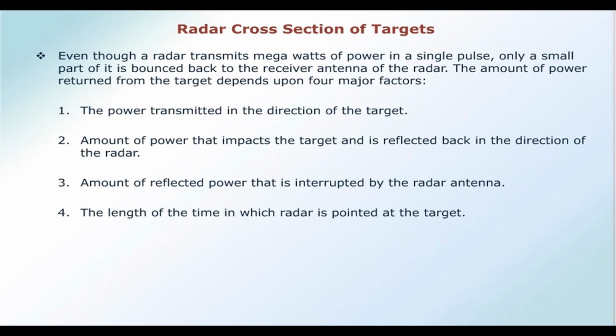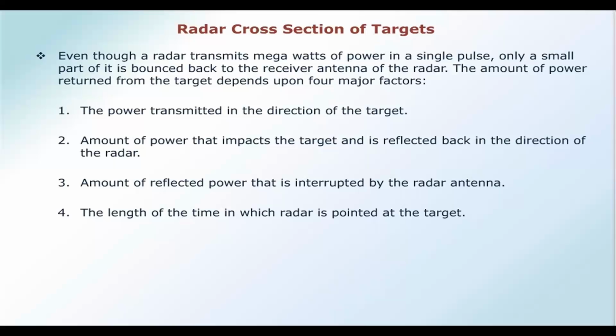First one is the power transmitted in the direction of the target. Whatever power is transmitted towards the direction of the target will be considered. And second one, the amount of power that impacts the target. Because already we have said that most of the signal will not be intercepted by the target. Most of the signal will be reflected back in other directions.